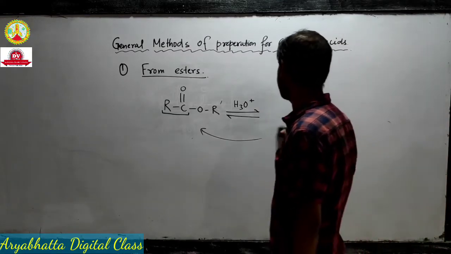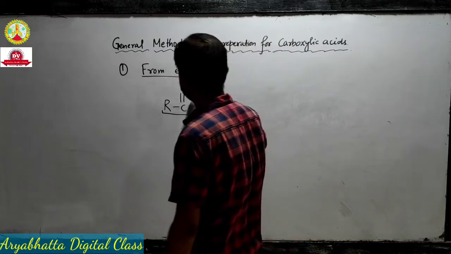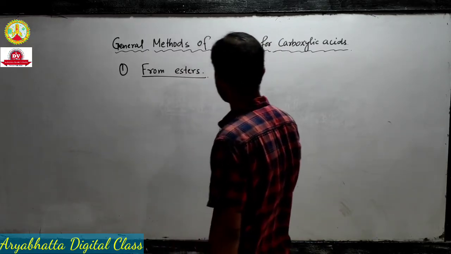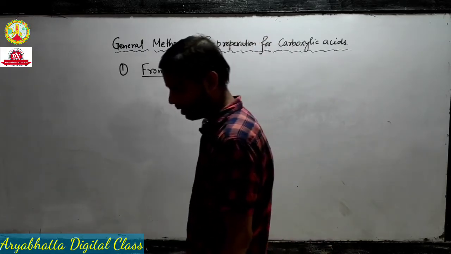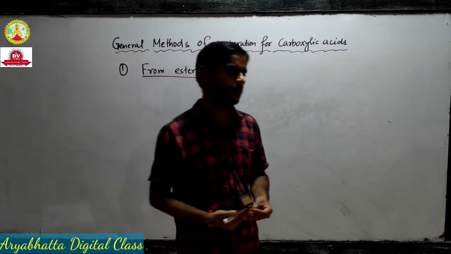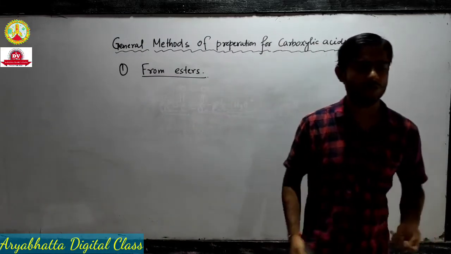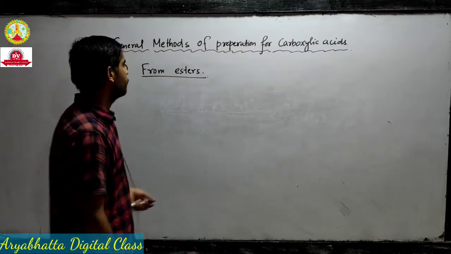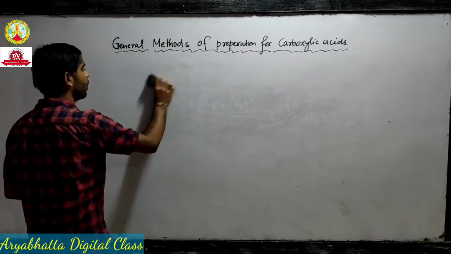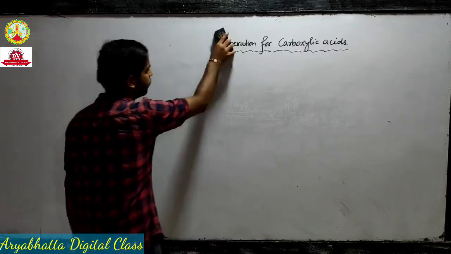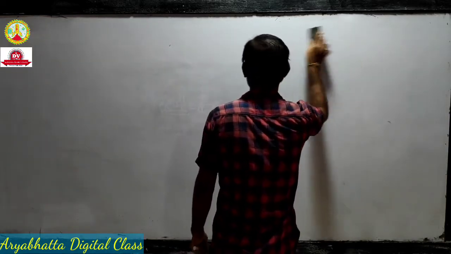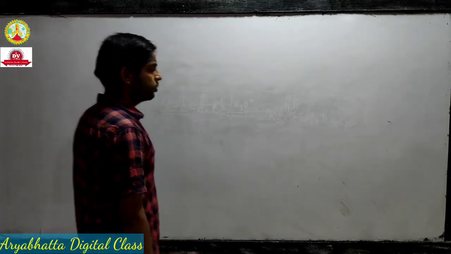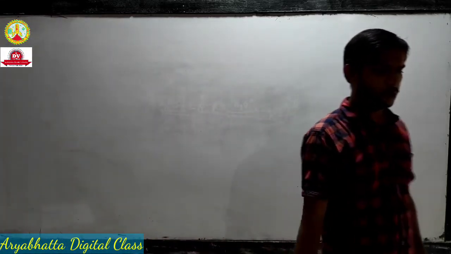So this one reaction is taught in 4 different ways: as a chemical behavior of alcohol, chemical behavior of carboxylic acid, general method of carboxylic acid, and general method of alcohol. In 4 different ways. So this is all about our general methods of preparation for carboxylic acids. Now we can start the chemical behavior.